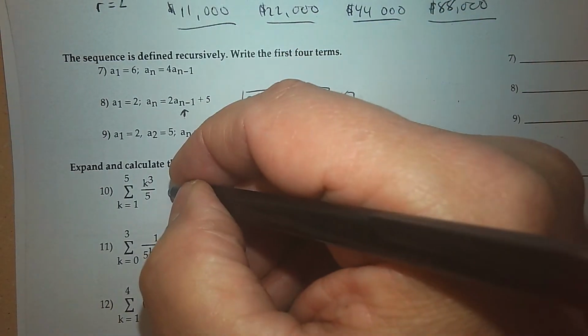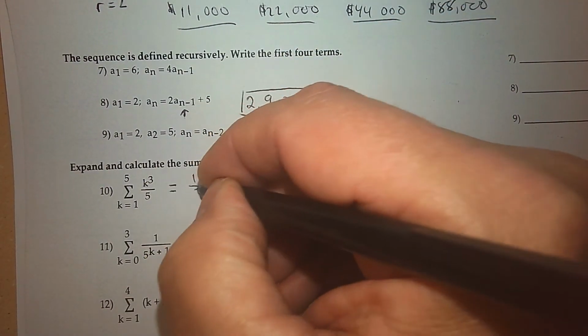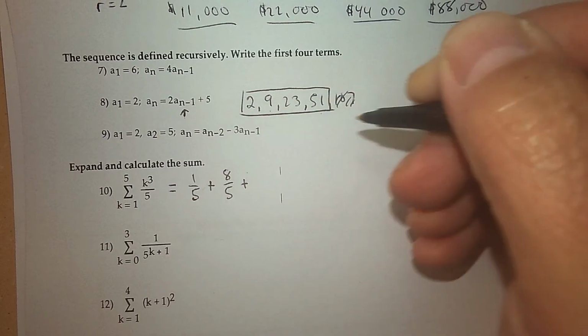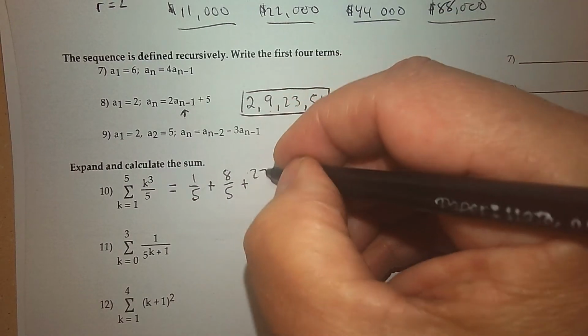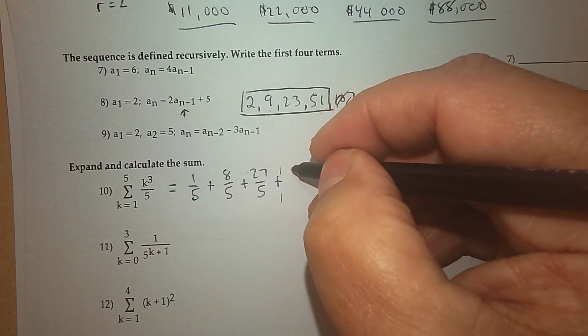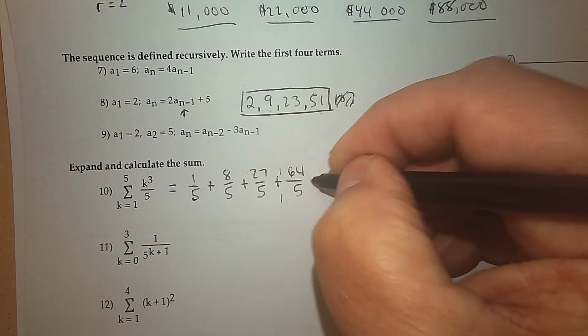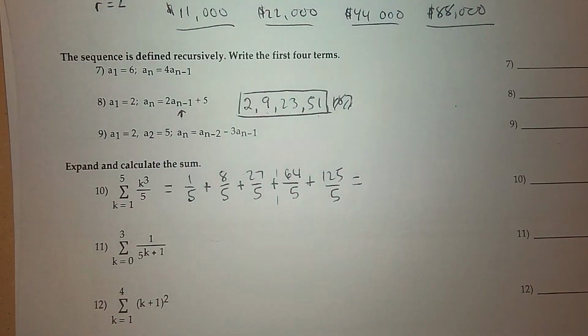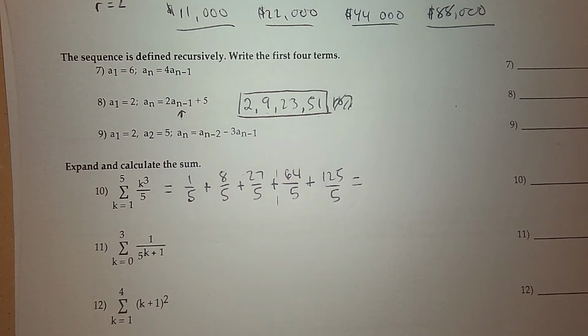So for number 10, plug in 1 and you get 1/5. Plug in 2 and you get 2 cubed, 8/5. Plug in 3, you get 27 over 5. Plug in 4 and you get 64 over 5. Plug in 5 and you get 125 over 5. And then you just add up all of those. They all have the same denominator, so that should be easy. So 1 plus 8 plus 27 plus 64 plus 125 divided by 5. It actually comes out to a nice number.